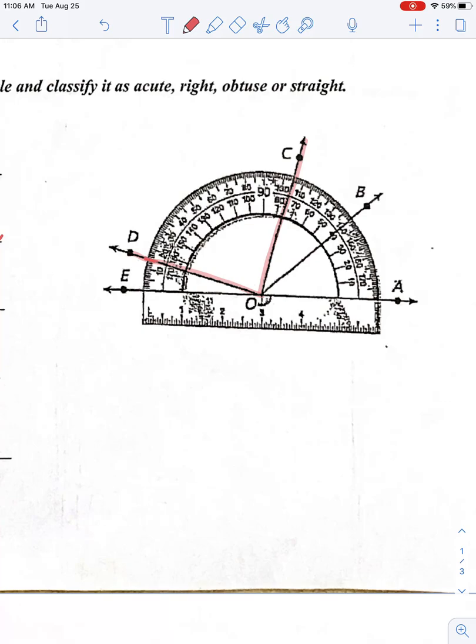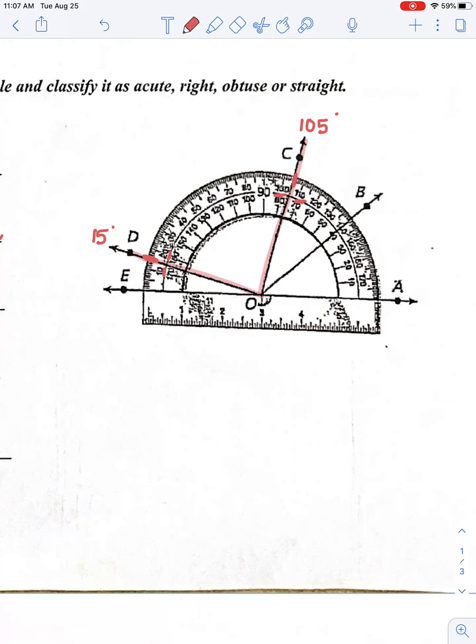So if I look at this one, it's passing right here. To me, that looks like it's in between the 10 and the 20, so I would classify that as 15 degrees. C is up here. That looks like between 100 and 110, so I would say 105.